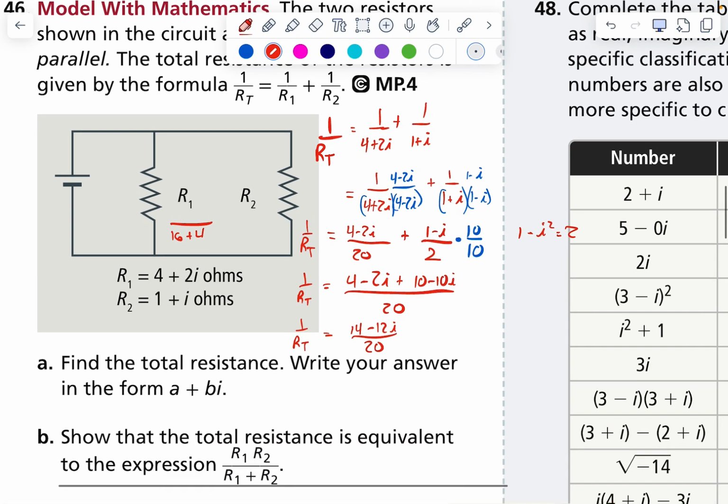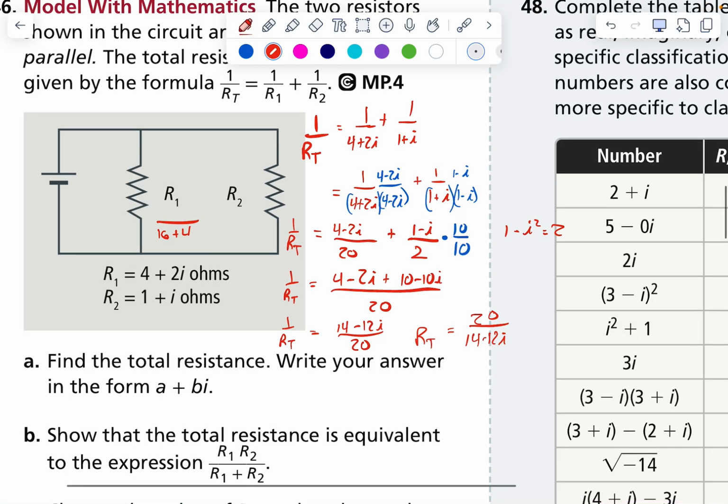Okay. Do we know the total resistance yet? Well, it's the reciprocal, right? Do you see what I mean? Like this is 1 over R of t. So we just need to kind of flip both, is really the informal way of saying that. So R sub t is 20 over 14 minus 12i. And now we need to rationalize that.